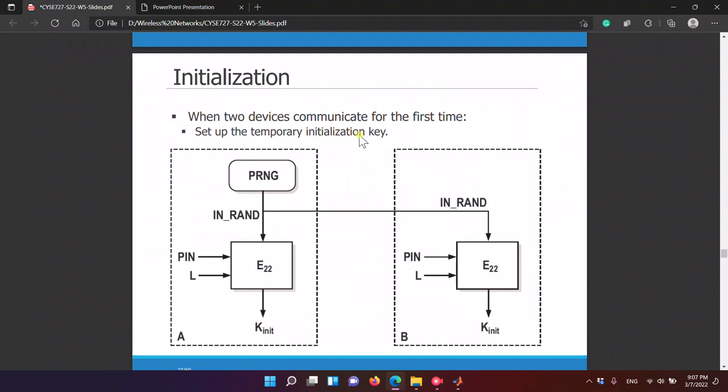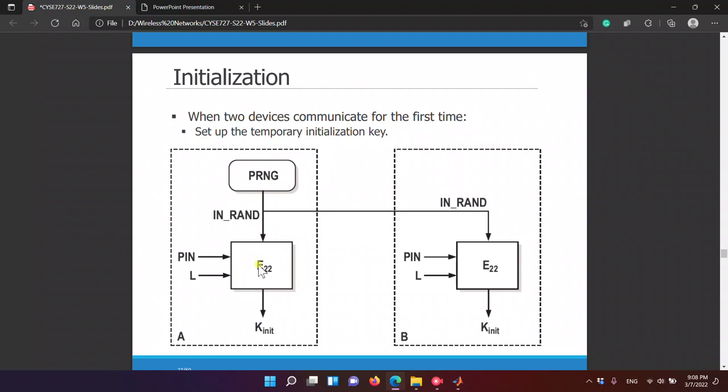So we have the initialization step. We have two devices that want to communicate, so for the first time only, they set up the temporary initialization key. This is a pseudo random number generator. What is this? Is this a pseudo random number generator? So let's say this is a pseudo random number generator.